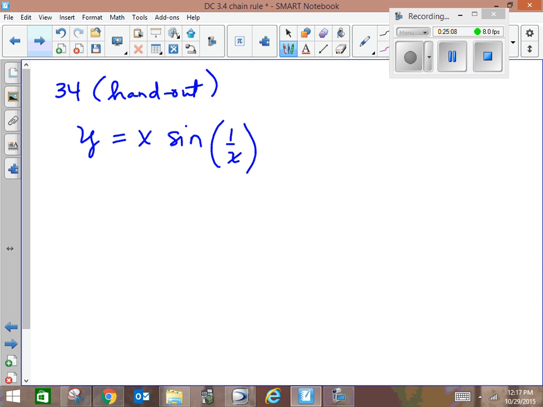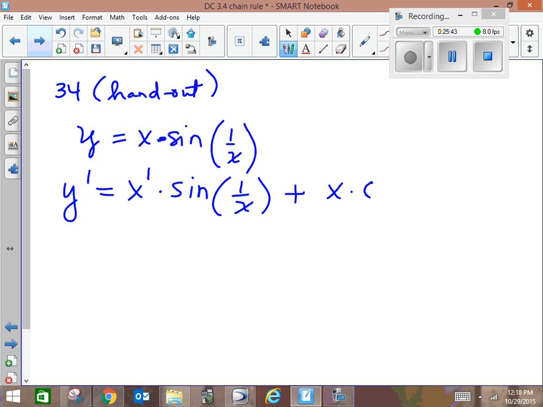So probably we can start with, what is it? Product rule. I'm going to spell out my product rule. This is a product. You say product before you say something within something; you don't start with the chain rule. So x prime times sine of 1 over x. What's the rest of it? The product rule: first times the derivative of second, x times the derivative of sine of x. Very good.